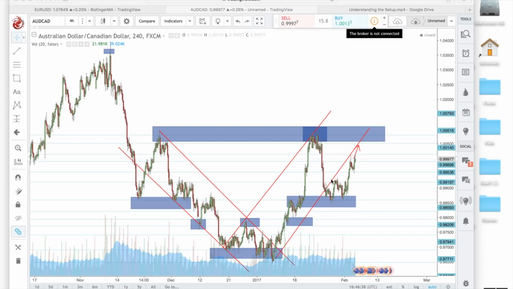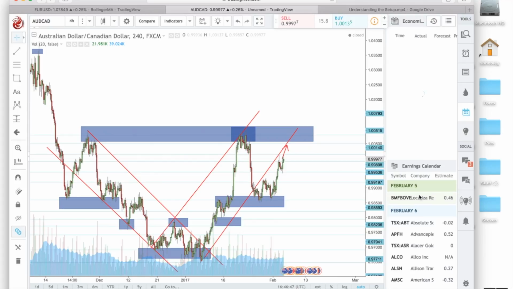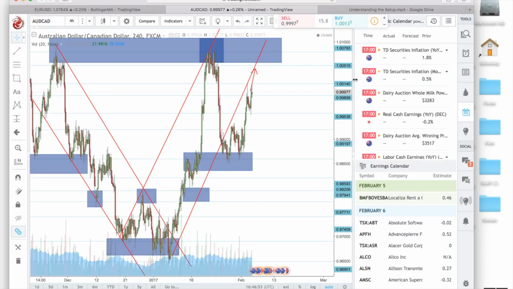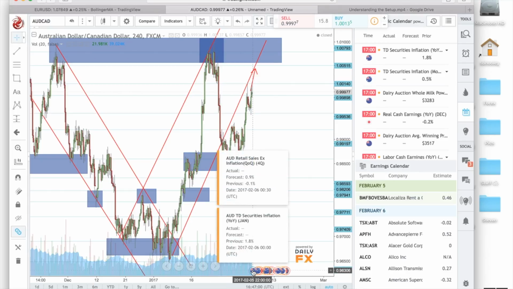Now, for news, we'd go to TradingView. The nice thing about TradingView is it actually has an economic calendar, right? So we can see here the things that are coming up, right? So right here, the next thing that's coming up is AUD retail sales and inflation. So we'd want to look to see and study in these fundamental things, what would this make price do?